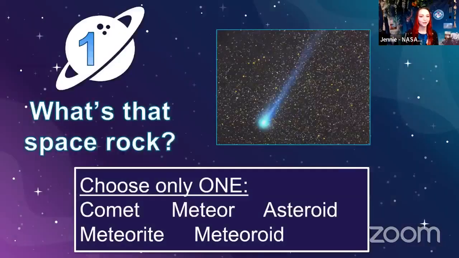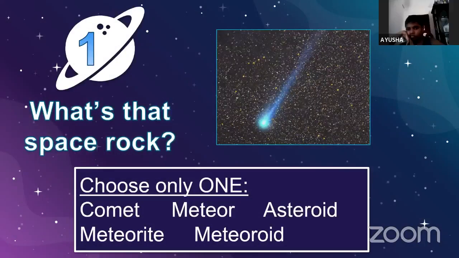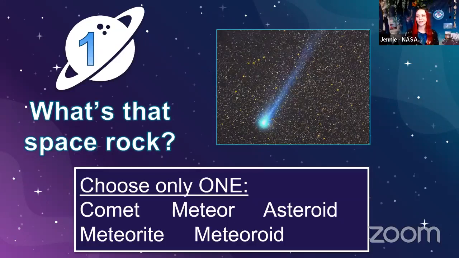Okay. So make sure you're writing your answers. I know you might get excited. Don't share your answers out loud yet, but let's start with number 1 here. Take a look at this picture, and then you have these 5 options in the word bank. So this is a picture of either a comet, a meteor, an asteroid, a meteorite, or a meteoroid?